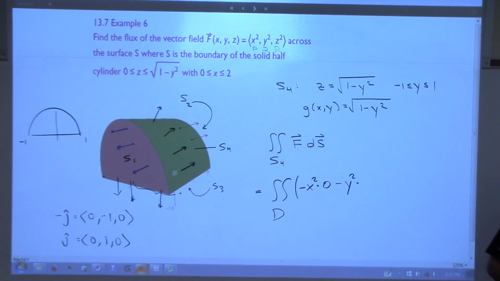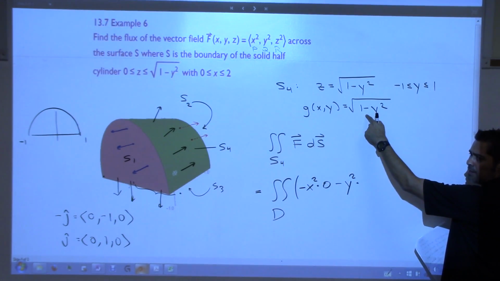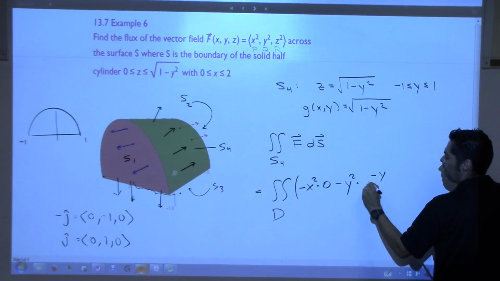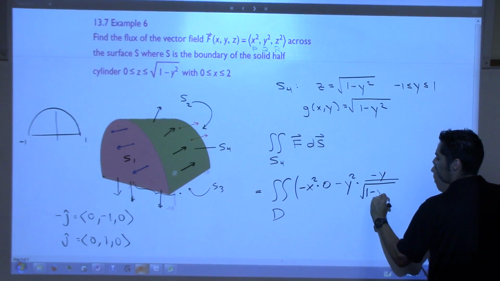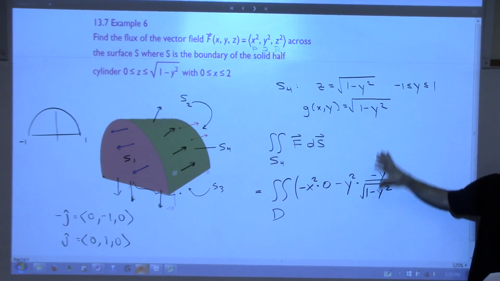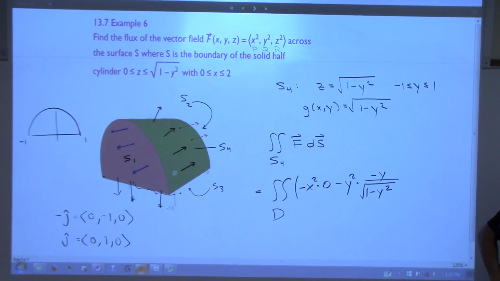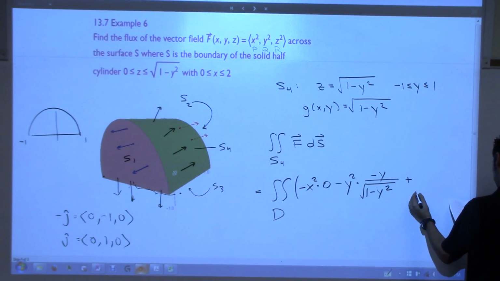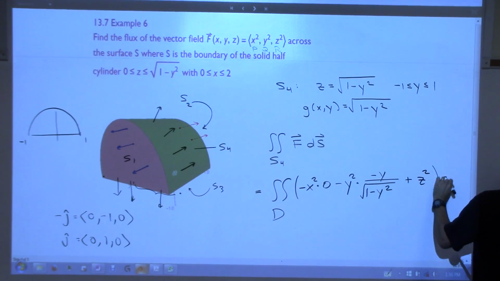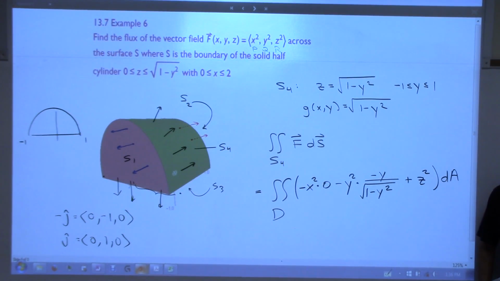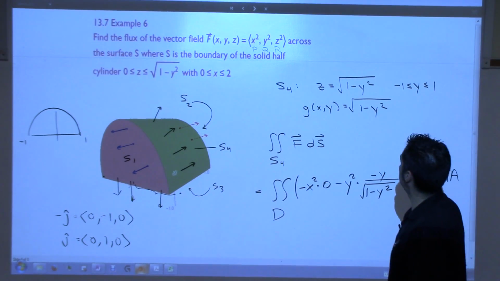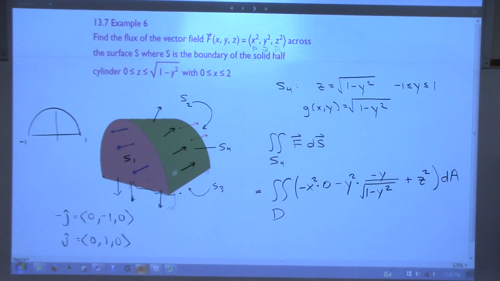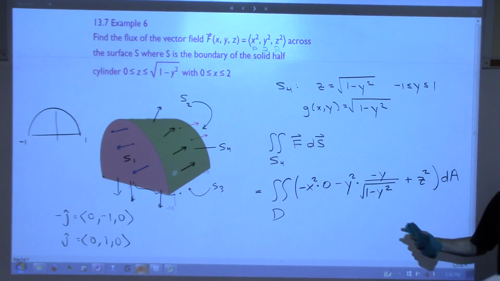Now that is going to take a little bit of work. The partial of g with respect to y. So if you took the derivative of this with respect to y, did some chain rule, you should get negative y over square root of 1 minus y squared. You just trust me that that would be that, right? And then finishing off the formula, plus R, so plus z squared, dA. And I'll clean that up. When you took the derivative of the root, it was 1/2, so I already took care of that.